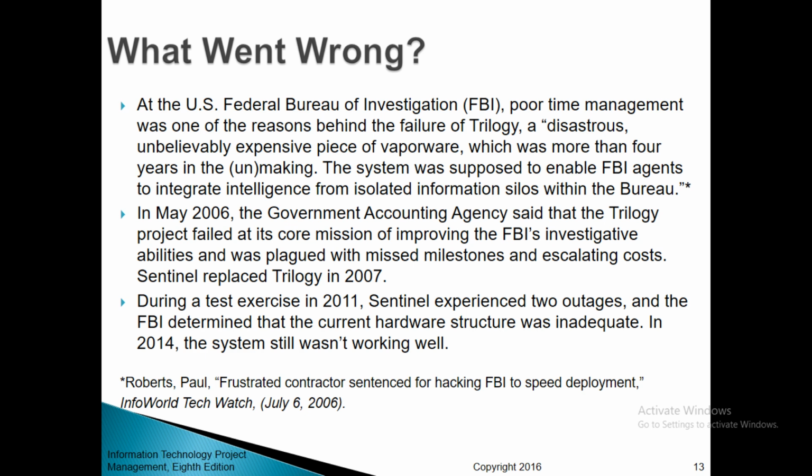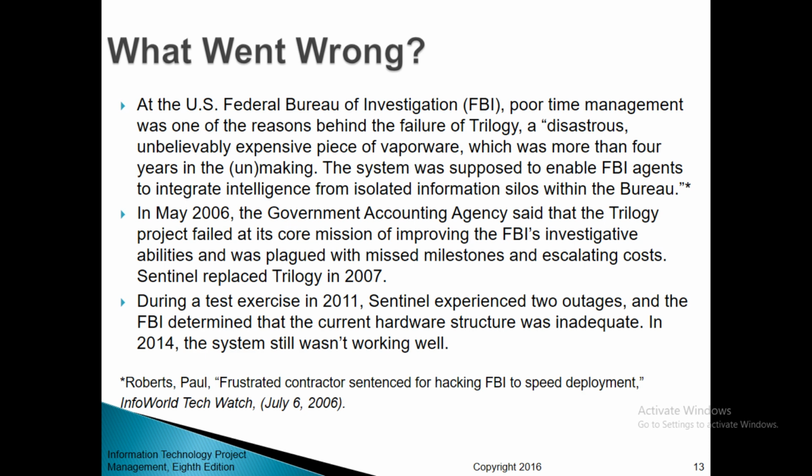What went wrong? At the U.S. Federal Bureau of Investigation or FBI, poor time management was one of the reasons behind the failure of Trilogy, a disastrous, unbelievably expensive piece of vaporware, which was more than 4 years in the making.